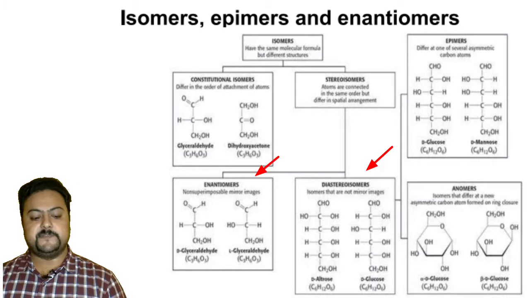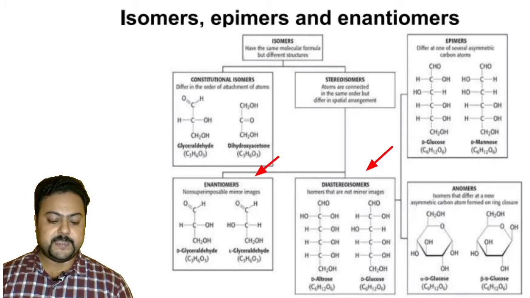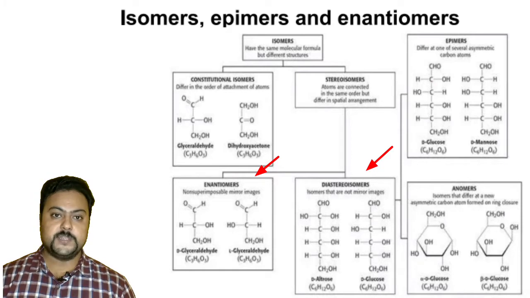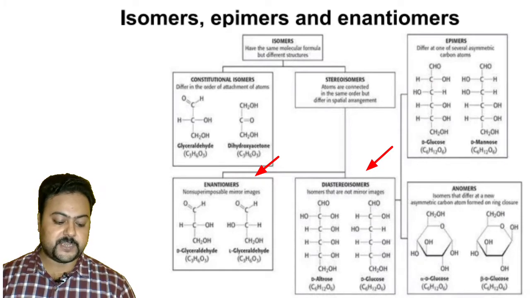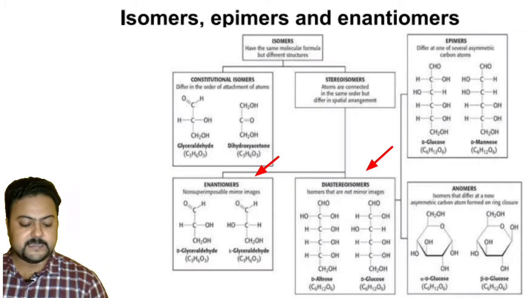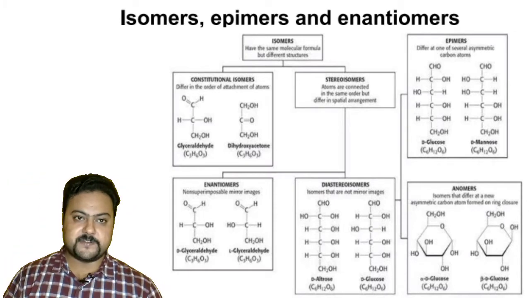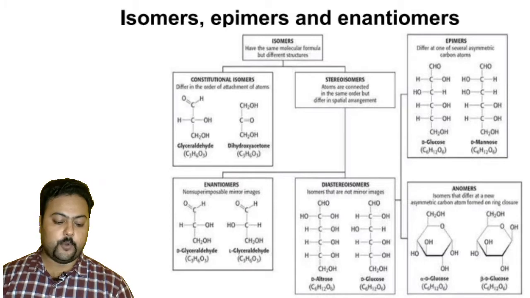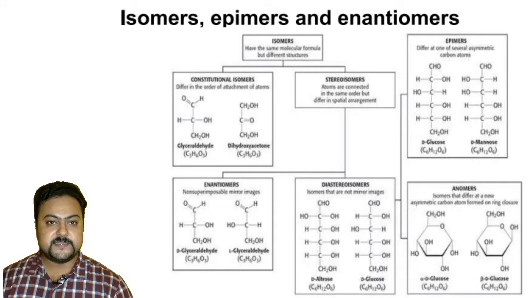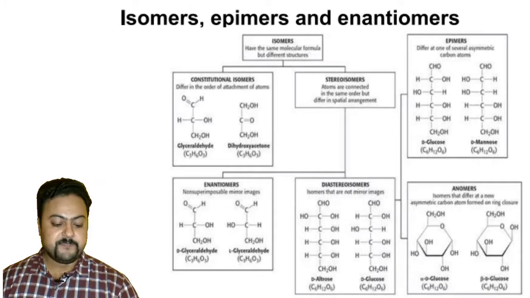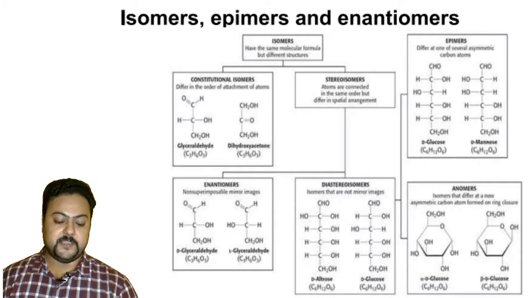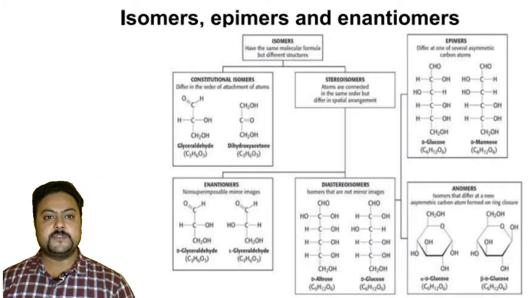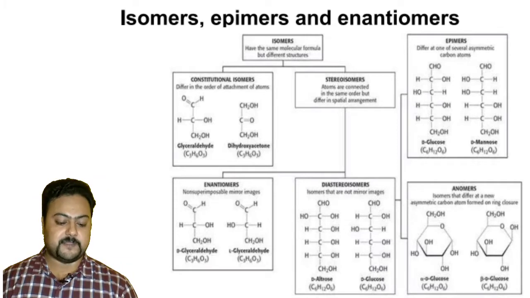They can be further divided into enantiomers and diastereomers. Enantiomers are compounds which are non-superimposable mirror images of each other. A classic example here is glyceraldehyde, L-glyceraldehyde and D-glyceraldehyde. In D-glyceraldehyde you can see the OH group faces the right, and in L-glyceraldehyde the OH group faces the left. So they are non-superimposable mirror images of each other.